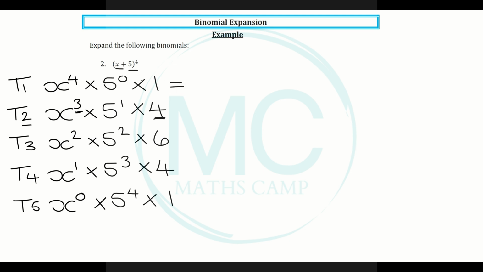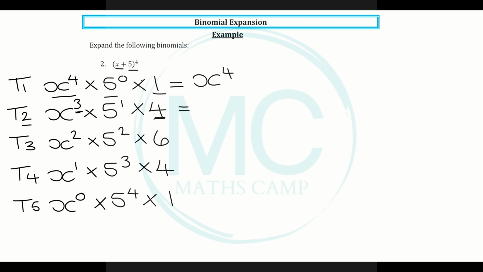Now we can multiply out. 5 with an exponent of 0 is 1. Multiplied by 1 is 1. Multiplied by x to the power of 4. So our first term is x with an exponent of 4.